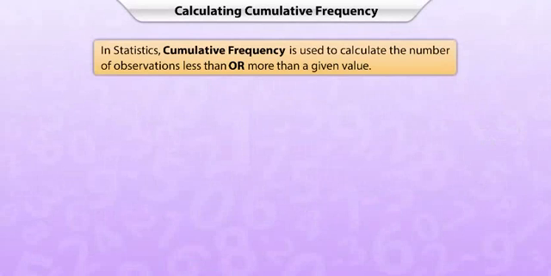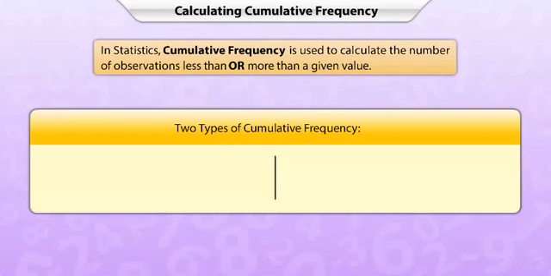There are times when we need information regarding the total number of observations less than or more than a given value. In statistics, we can calculate this using what is called the cumulative frequency. Depending on the question being asked, there are two types of cumulative frequency that can be calculated.